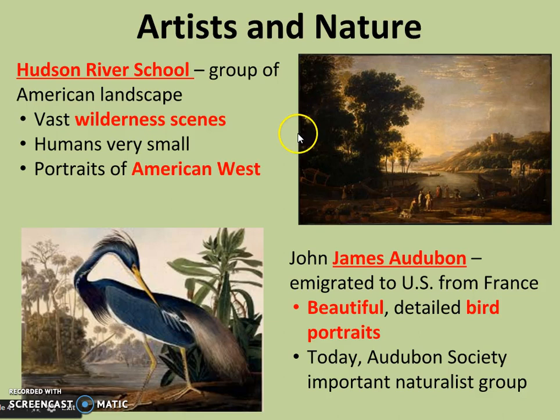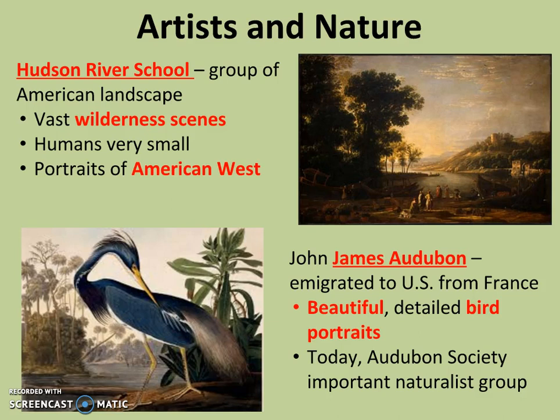So here we see again this example, bright colors, very deep scenes with lots of landscape and lots of sky. They also did portraits of the American West. As America moved west, the Hudson River School went with them, painting the Great Plains, the deserts of the Southwest, the Rocky Mountains, all the way out to the Pacific coast.